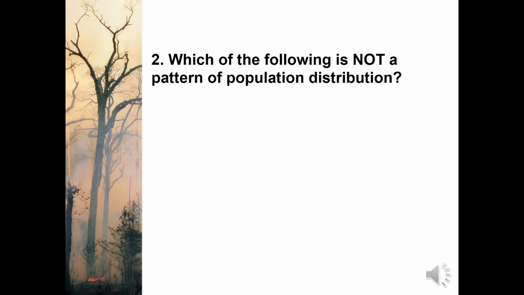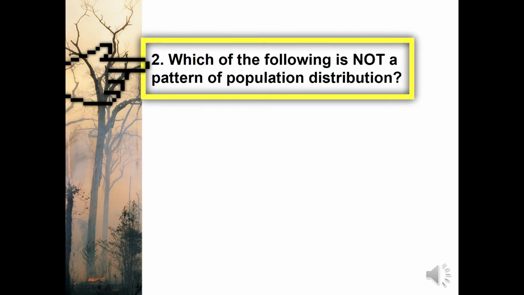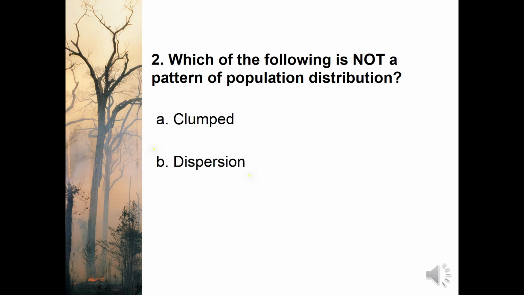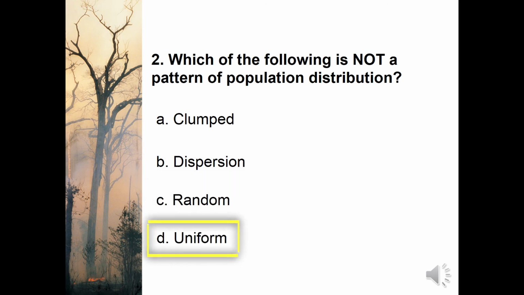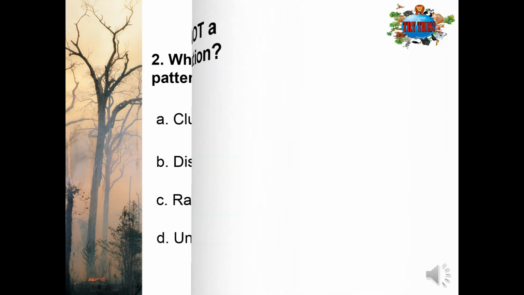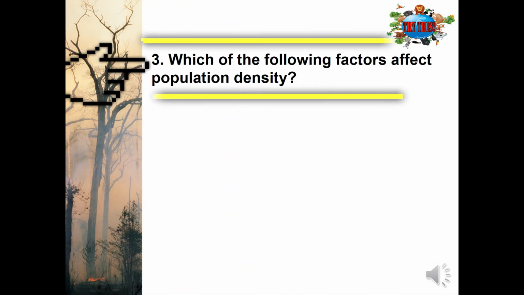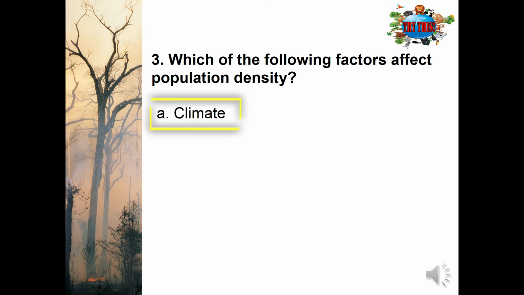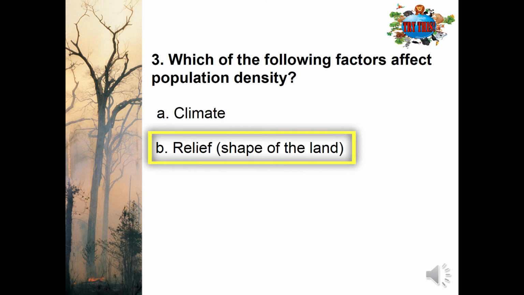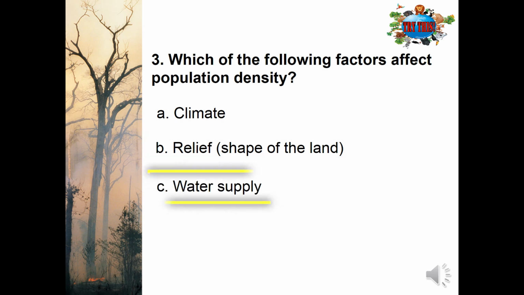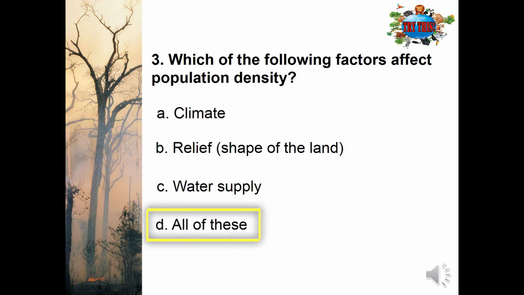Two. Which of the following is not a pattern of population distribution? A. Clumped. B. Dispersion. C. Random. D. Uniform. 3. Which of the following factors affect population density? A. Climate. B. Relief or shape of the land. C. Water supply. D. All of these.